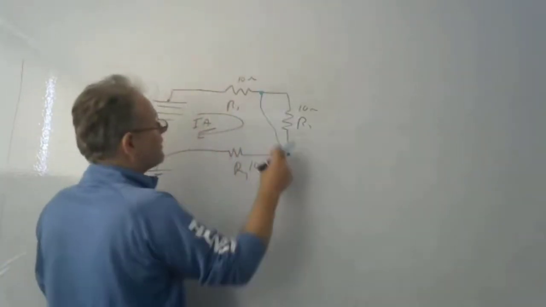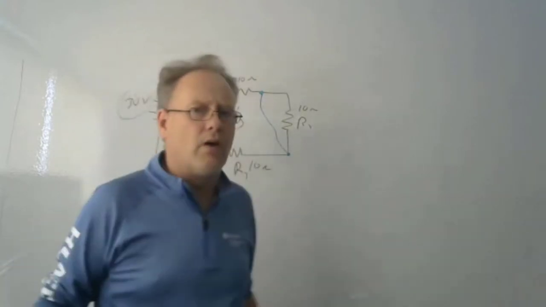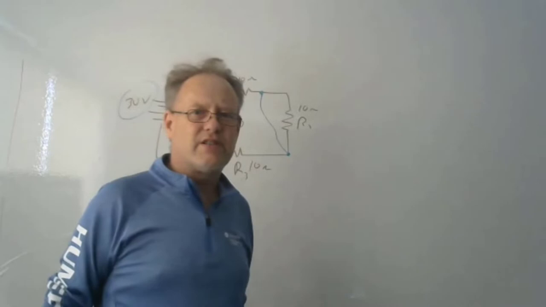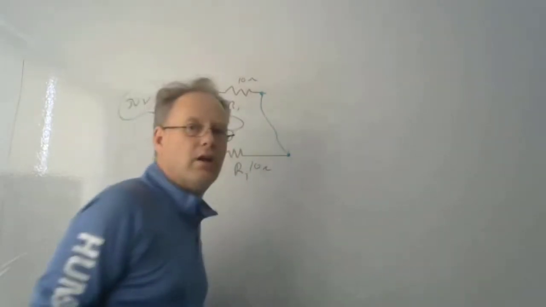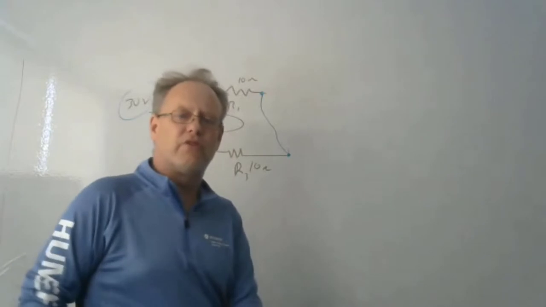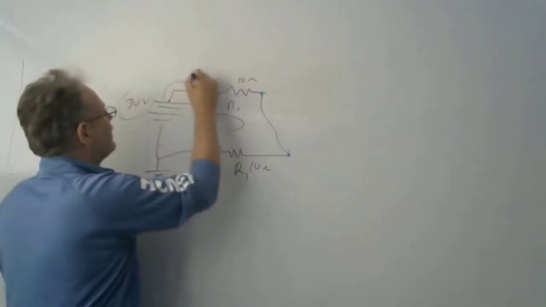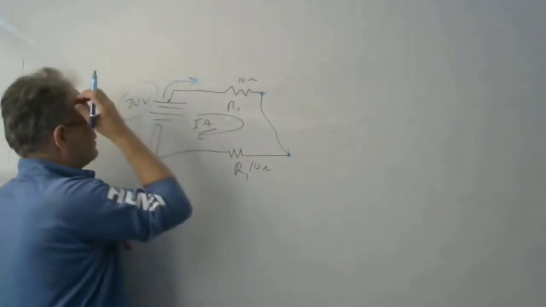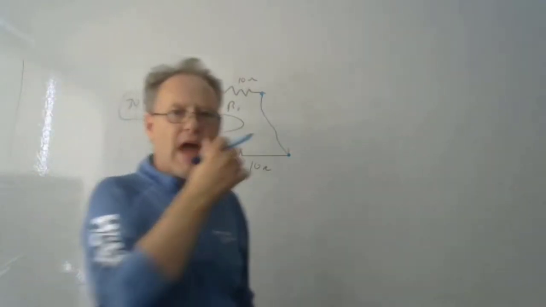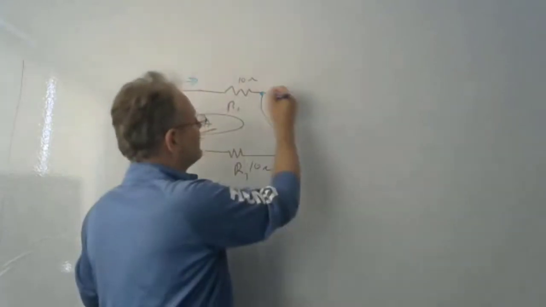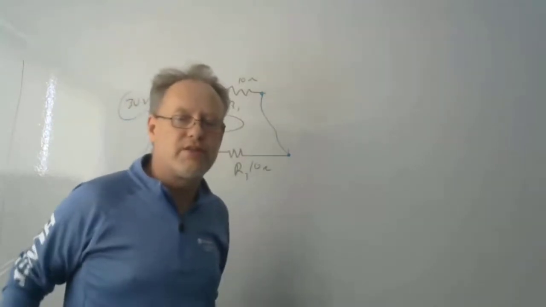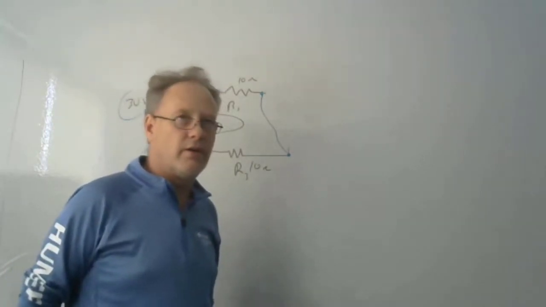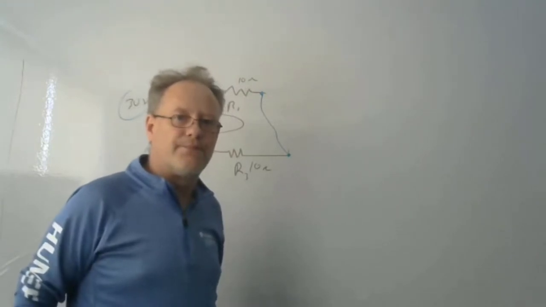If I were to short this component out, does the current go up or down? Well, what happens to the resistance? This guy is no longer part of the circuit. He's just gone. The electrons flowing through here, when they leave and try to go that way, all they want to do is get back to here, so they will take the path of least resistance. If I had a resistor in here, they wouldn't even travel through that resistor. They would just go right through the wire. So the total resistance of the circuit goes down.